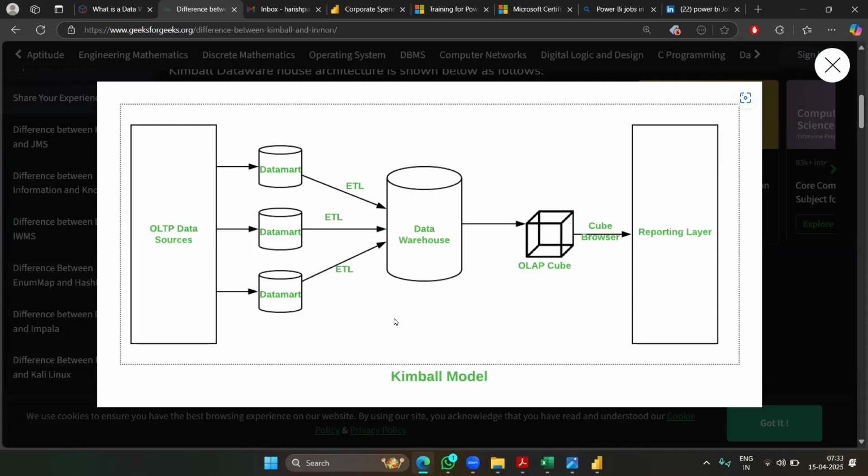What Kimball is saying is, don't create a data warehouse first. You have different data sources. You have data coming from the HR system, similarly from the marketing system, and you have a manufacturing plant with production systems. What he says is, create a data mart for each of them, and once the data marts are created, integrate them into a single data warehouse.